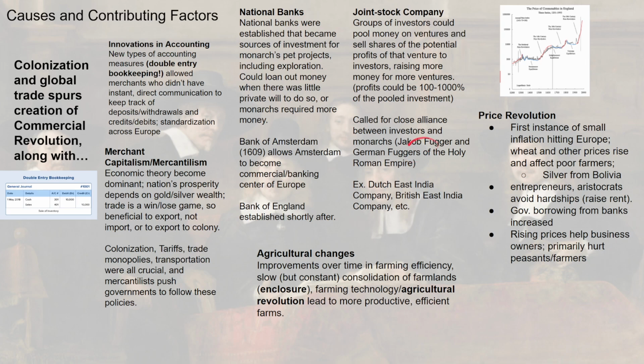In exchange, if you're Jakob Fugger here and you're giving money to some noble or to some monarch to help them win some sort of imperial election, you in return would get mining rights or things like that. You get the ability to do business.